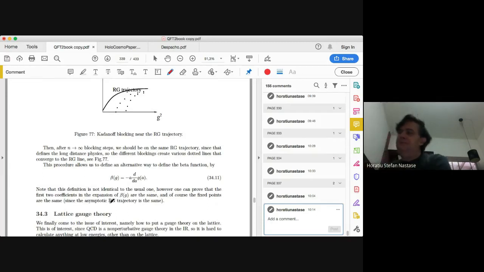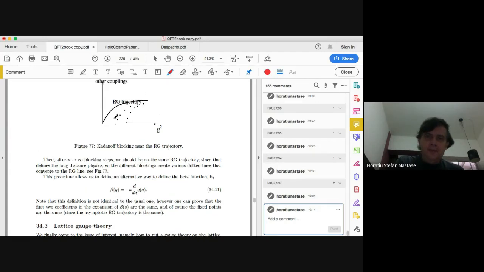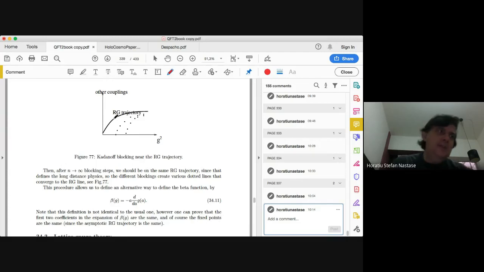So after n going to infinity blocking steps, you should always be on the same RG trajectory, independent of S, or of the blocking or type or anything, right? Because the long distance physics is supposed to be the same, that's what we're after. We want the long distance physics, the correlation lengths and so on, to be all the same.